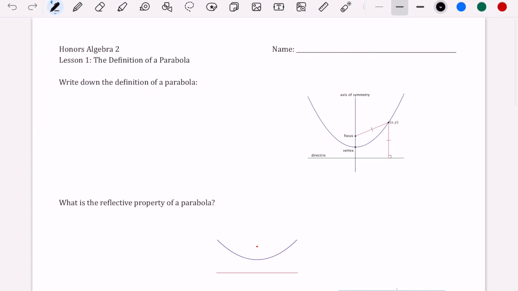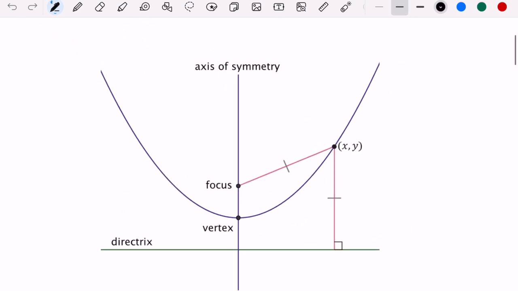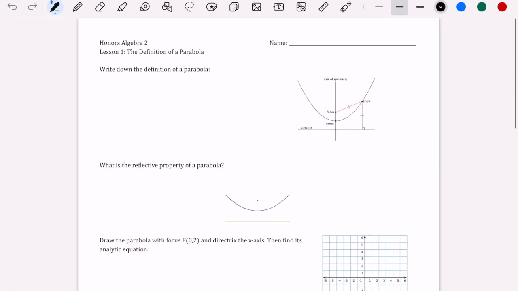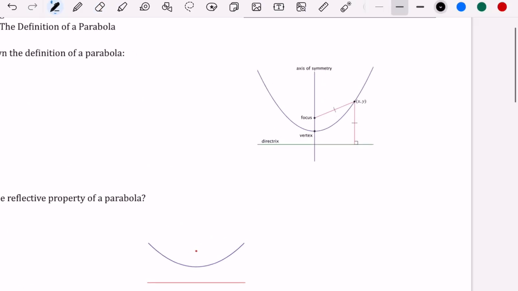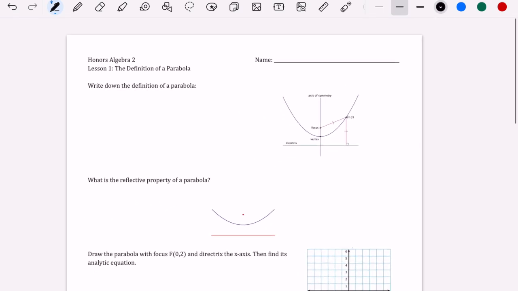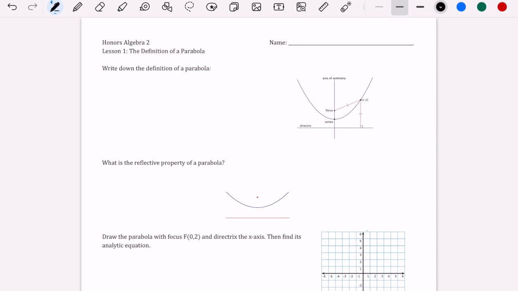So in your previous algebra courses, a parabola was just something like y equals x squared. That was a naive definition of a parabola. Parabolas are a geometric space in the same sense as a circle is a geometric space.